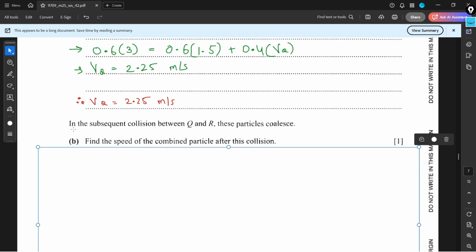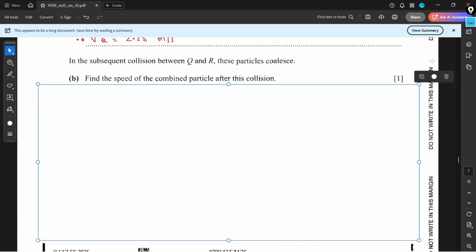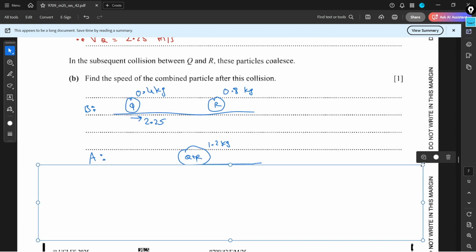And then for the next part, it says that in the subsequent collision between the particles Q and R, the particles are going to coalesce. It means that Q and R are going to bombard into each other and form one single particle. We have to find the speed of the combined particle after the collision. So again, I'm going to show you the before and after situation.